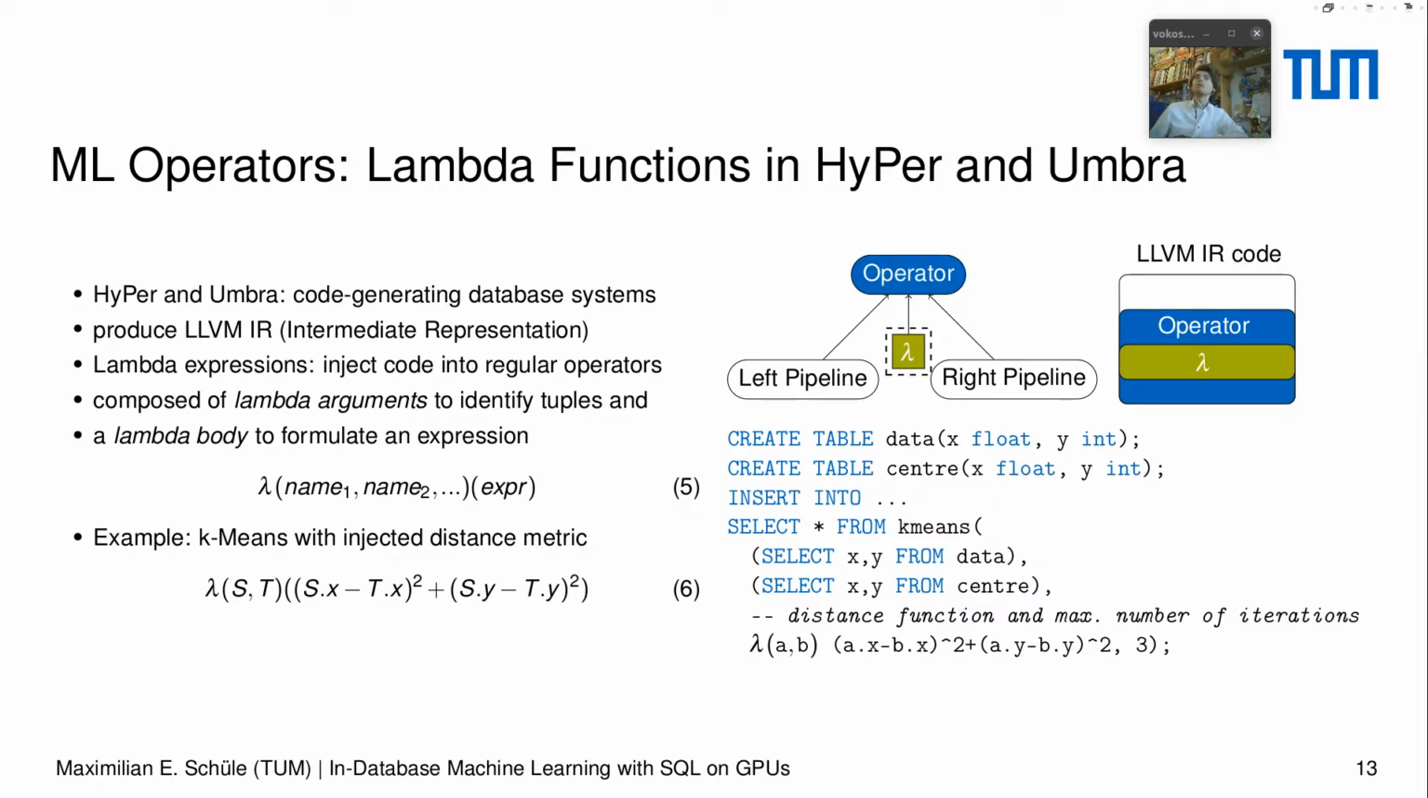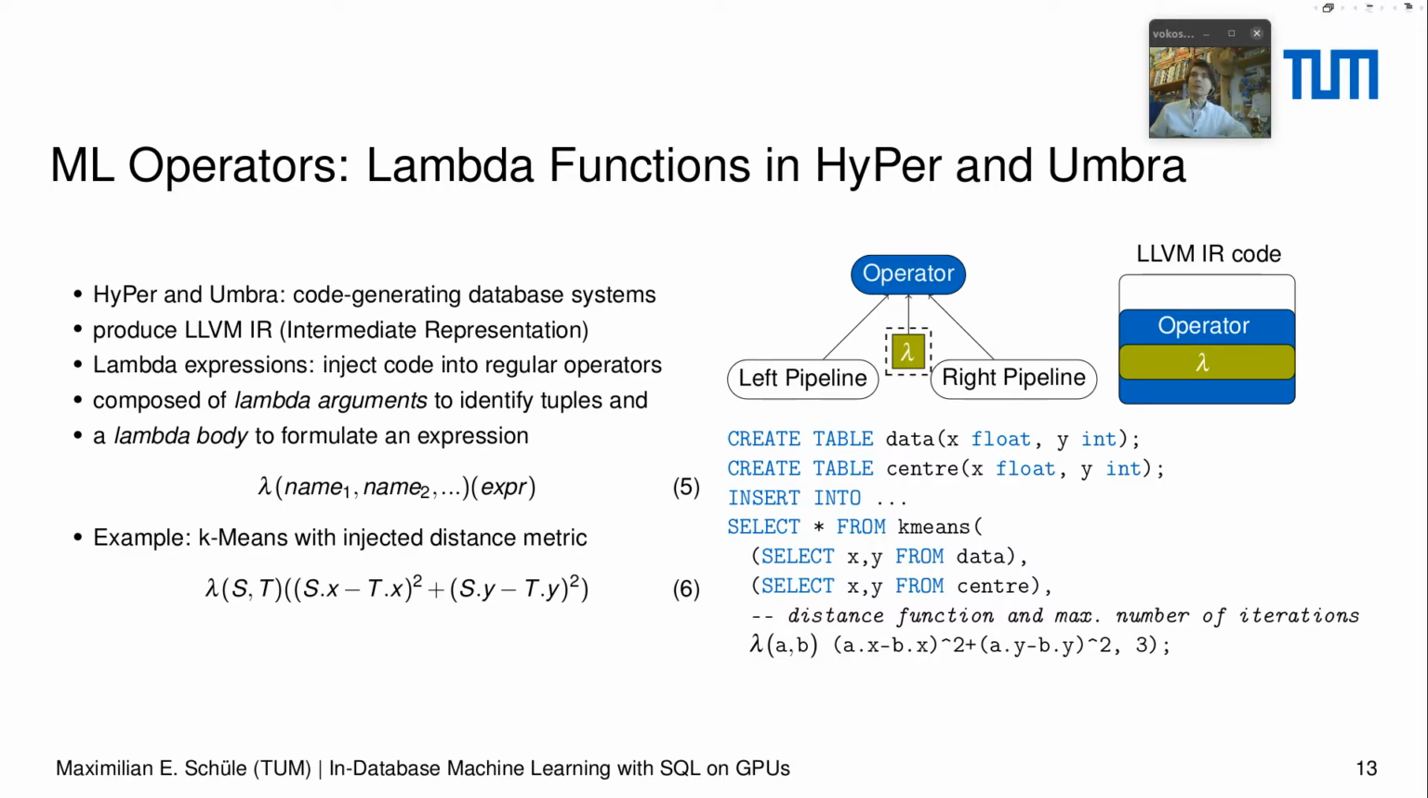Hyper and Umbra are code-generating database systems which produce LLVM IR, intermediate representation code. Then lambda expressions are used to inject code into regular operators. And how does a lambda expression look like? We have lambda arguments to identify the tuples, and we have a lambda body to formulate an expression as a regular SQL expression. For example, using 2 tuples, we can inject a distance metric like Euclidean distance inside of a k-means table operator. So we have data points and center points for the initial centers, and then we can inject a Euclidean distance function, but also we could inject another distance function.